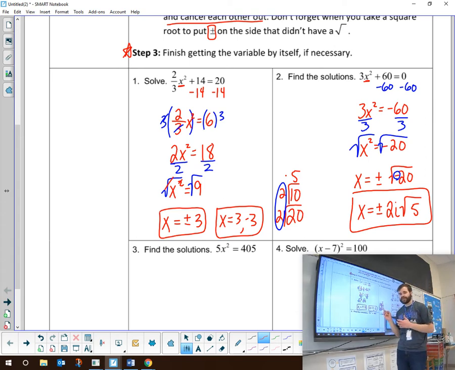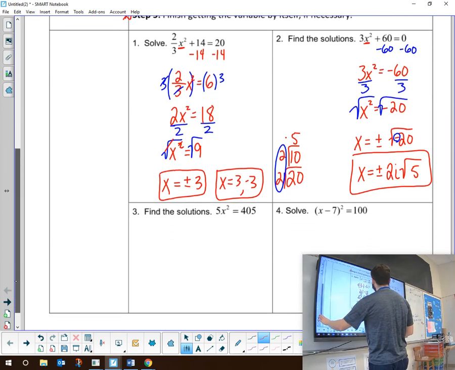You can leave your answer like this, or you can write positive 2i square roots of 5 or negative 2i square roots of 5. Once again, that's what our plus or minus is for. Okay? All right, let's move on to number 3.